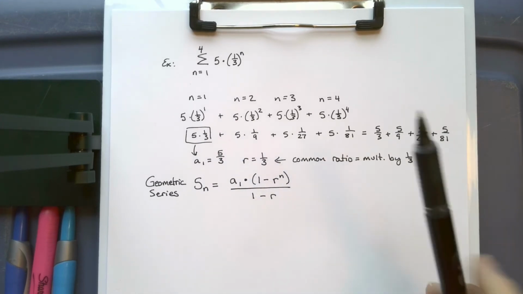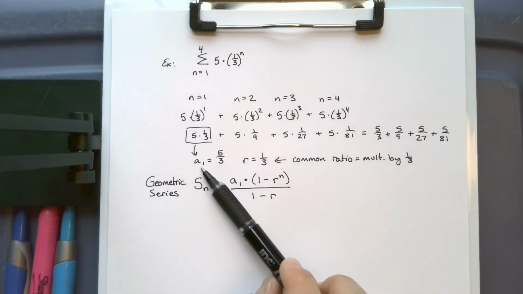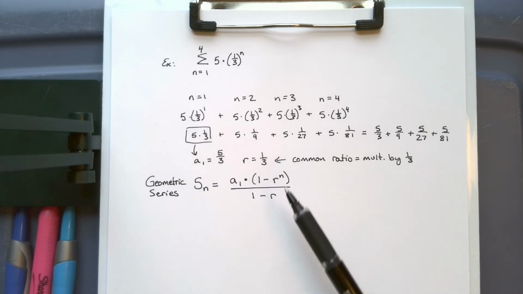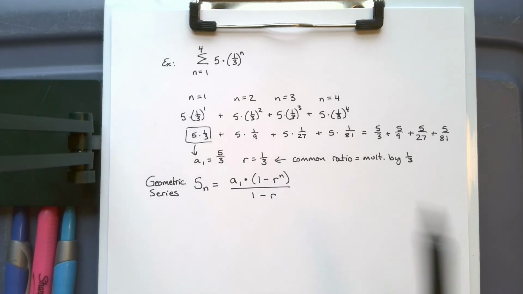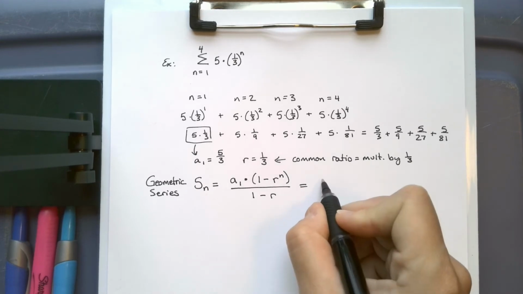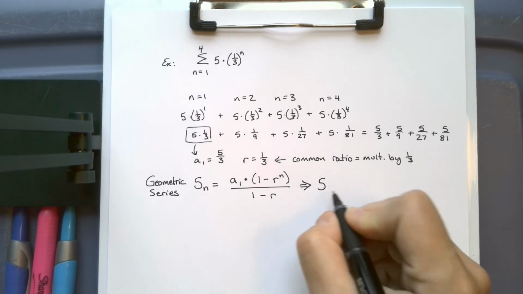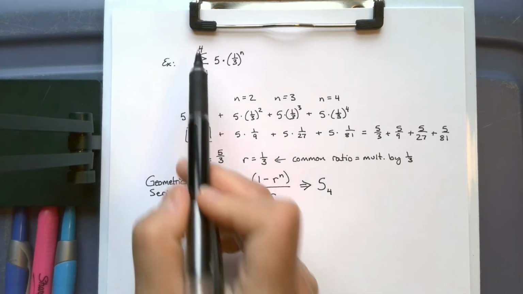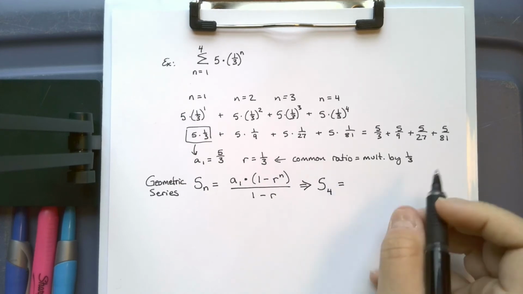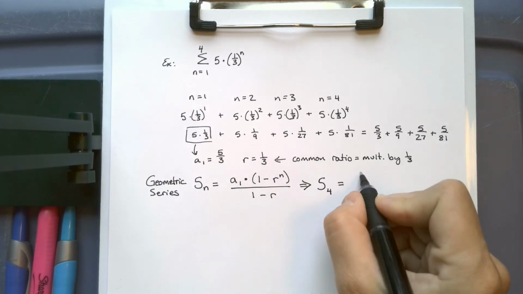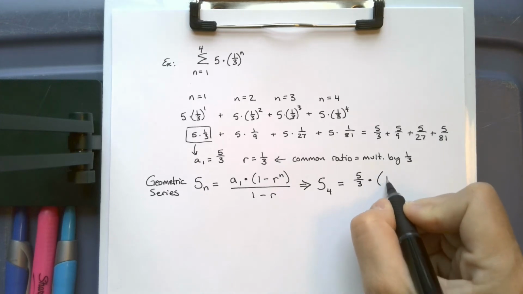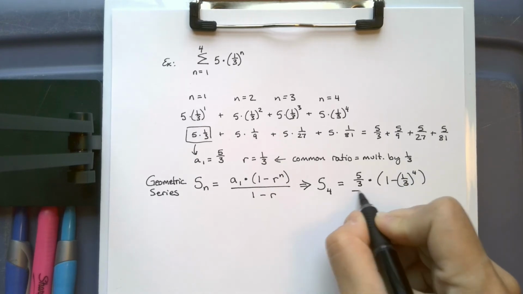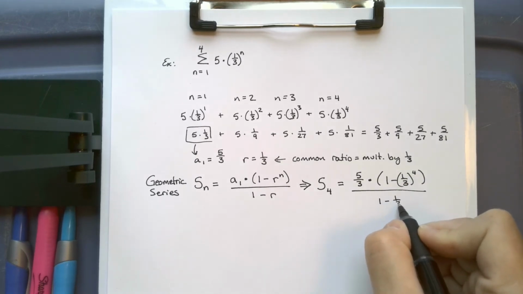Just by recognizing the sigma and building out just 4 of the terms, that's enough to set us off. We can find out what the first term is, what the common ratio is, and then use these 2 pieces of information to plug into our series right here. So our series summation formula is going to look like this. S sub 4, because we want the first 4 terms, is going to be the first term, 5/3, times 1 minus 1/3 to the fourth, all over 1 minus 1/3.